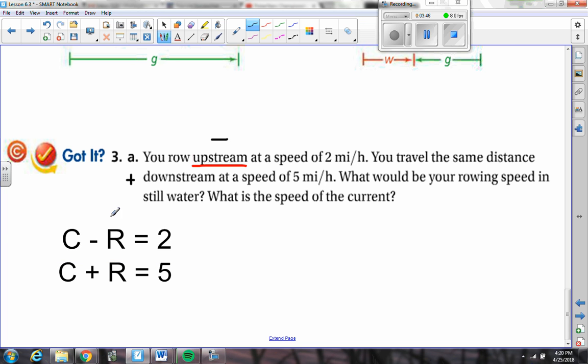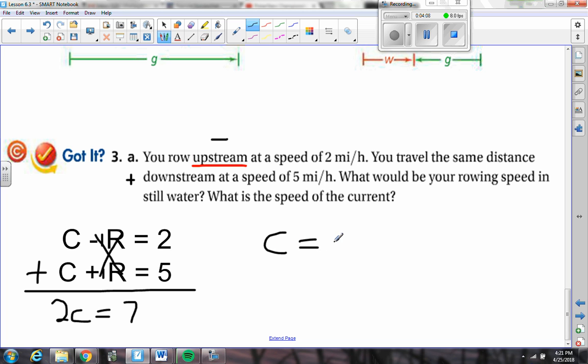And now this is a system of equations that you and I can solve with elimination very easily, because if you look at the R's, one's a negative 1R and the other's a positive 1R. That's the same, so I can just eliminate those by adding these two equations together. C plus another C makes 2C equals 7. So the speed of my canoe in still water would be 3.5 miles per hour.